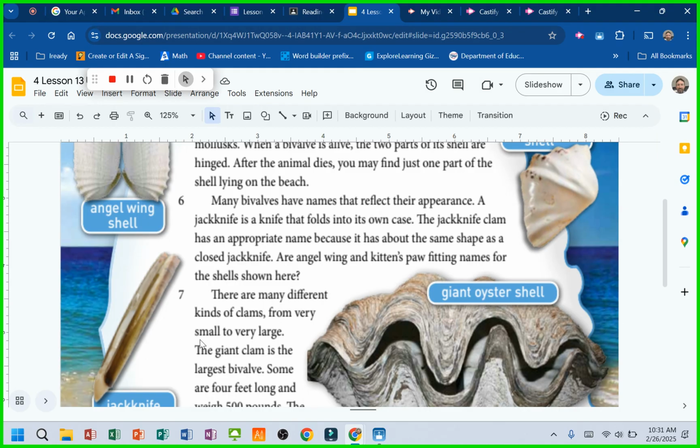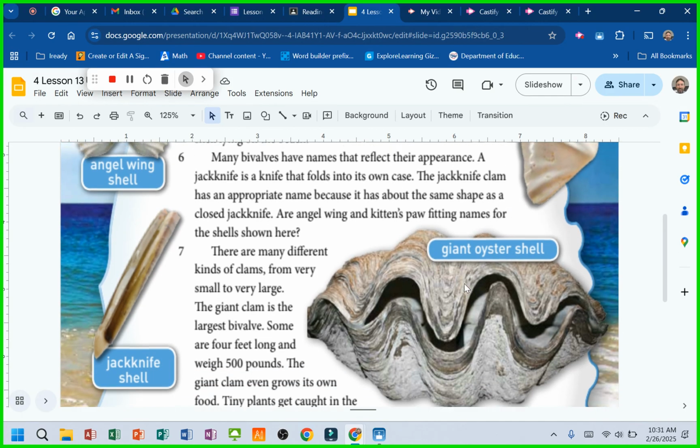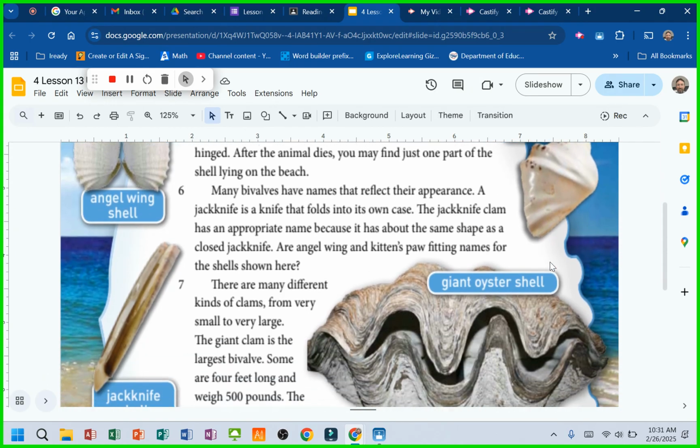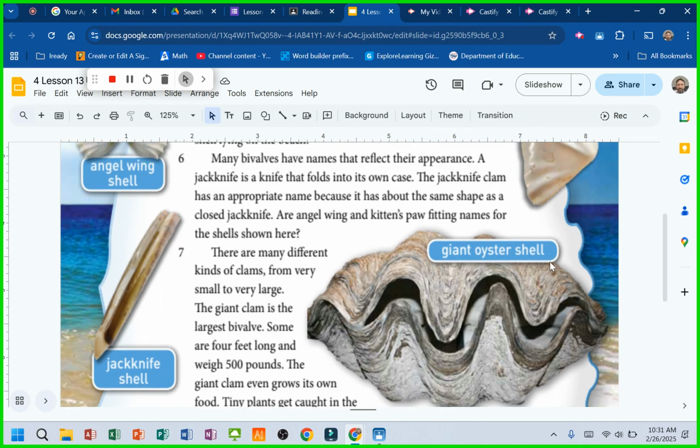Are angel wing and kitten's paws fitting names for the shells shown? So here's angel wing, jackknife. That does look like a jackknife. And kitten's paws. Look at that. It does look like it, I think so. It looks like a sail flipper. Let's see, it's like a dumpling.